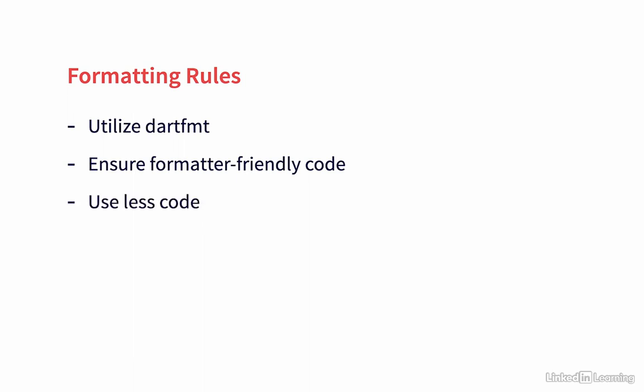Use Dart's automated code formatter tool called Dart-FMT. Rule 2. Ensure that your code is more formatter friendly. Dart-FMT works best when your code's naming and ordering style are great. And Rule 3. Use a maximum of 80 characters in a line.